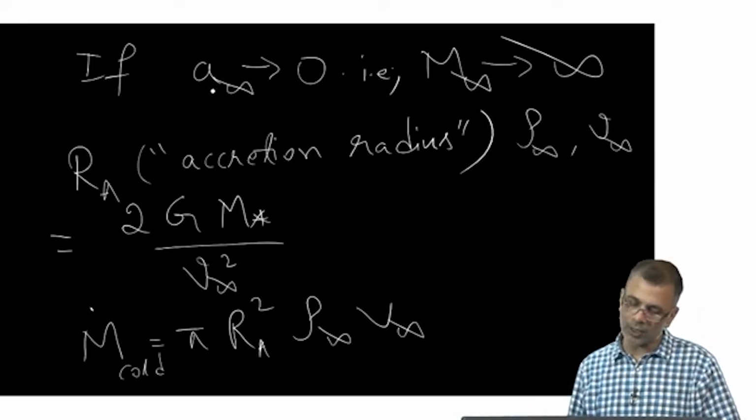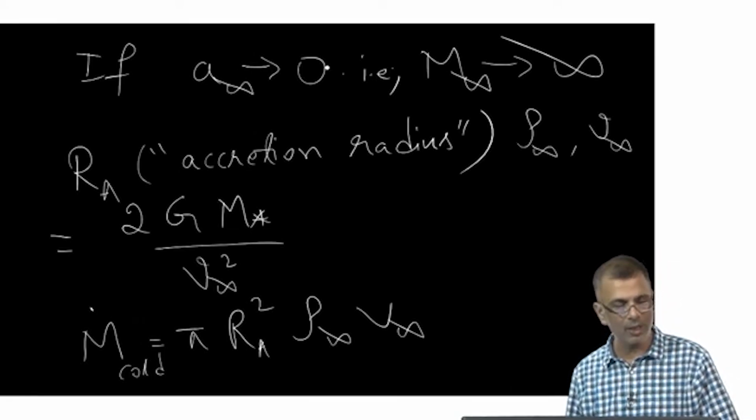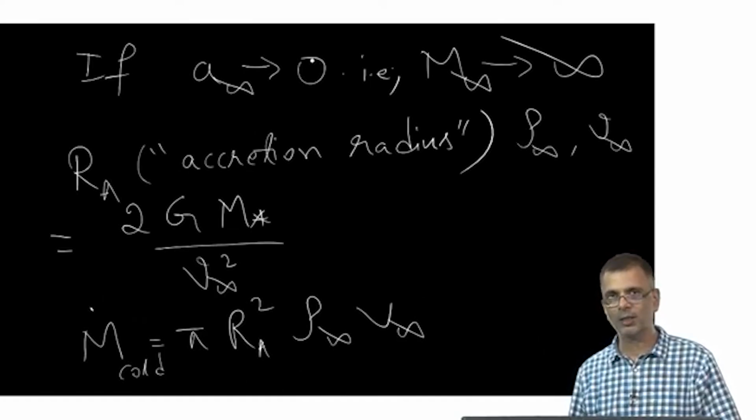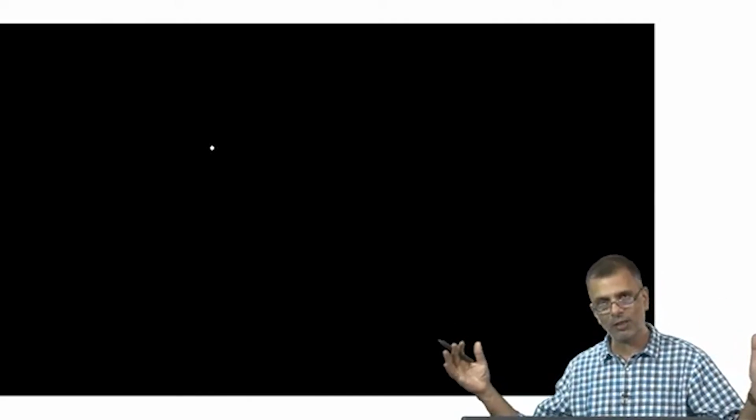Now, another way of saying that the sound speed tends to 0 at infinity is saying that the pressure at infinity is essentially 0. Why? Well, because the sound speed is essentially pressure over density. You have a finite density, so if the sound speed tends to 0, then the pressure also tends to 0. Well, is this a very realistic thing? Not really. It is hard to think of a situation where the pressure of the interstellar medium, no matter how far it is from the central object, is actually 0.